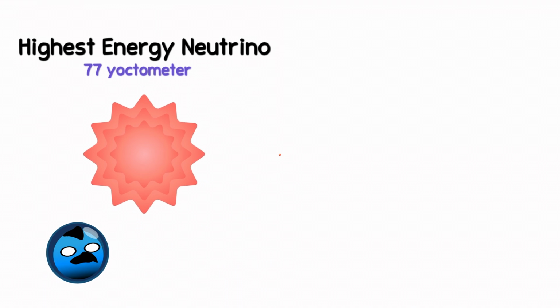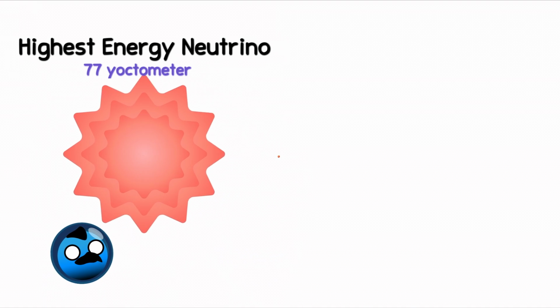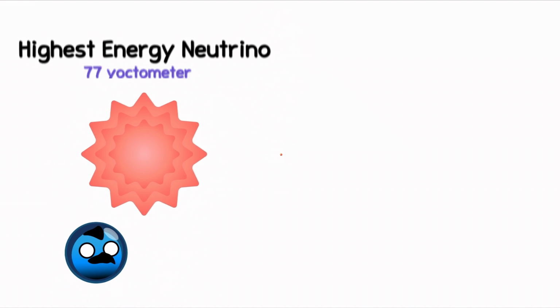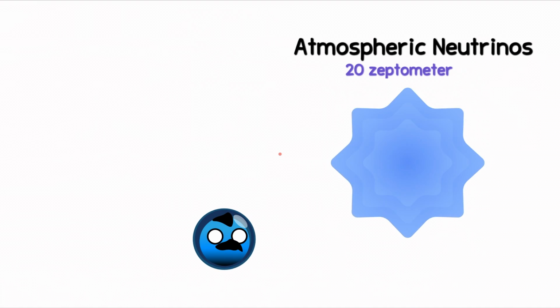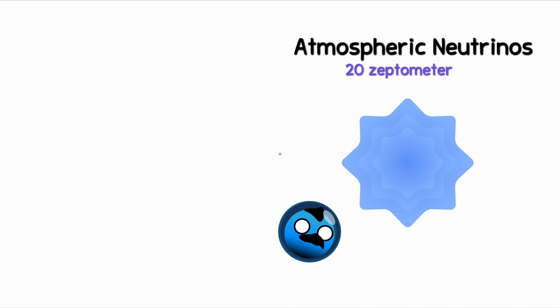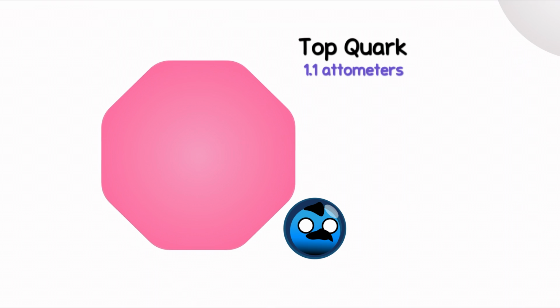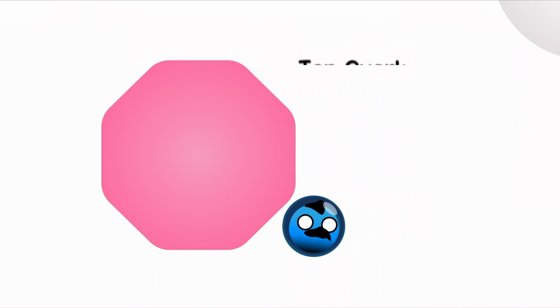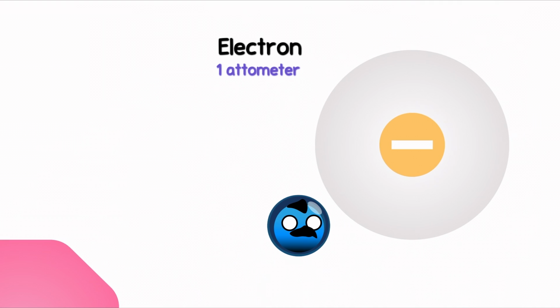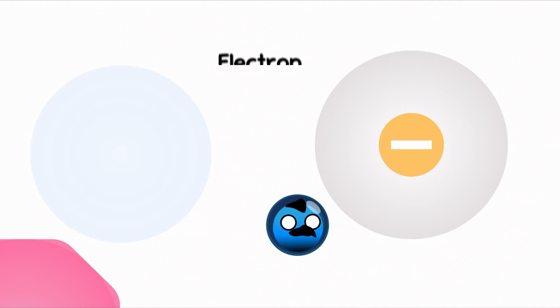Highest energy neutrino, 77 yoctometer, super high energy ghost particle that zooms through space. Atmospheric neutrinos, 20 zeptometer, tiny particles from space pass through the air. Top quark, 1.1 atometers, the heaviest of all known elementary particles. Electron, 1 atometer, negative charge particle.